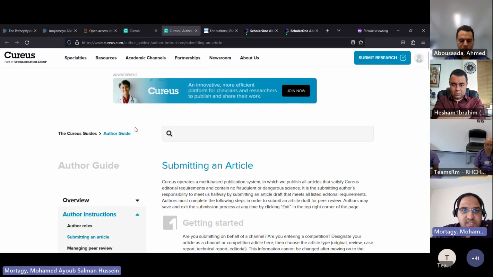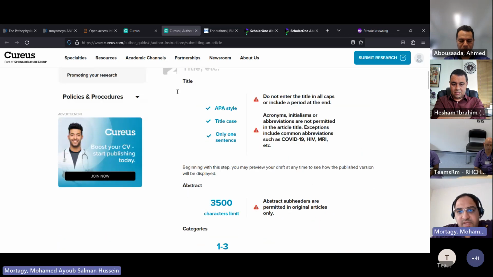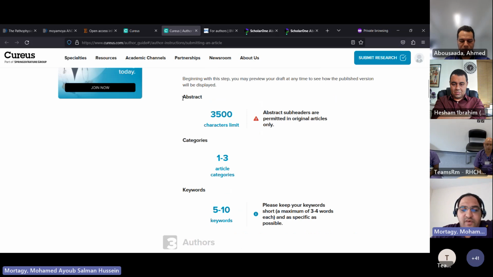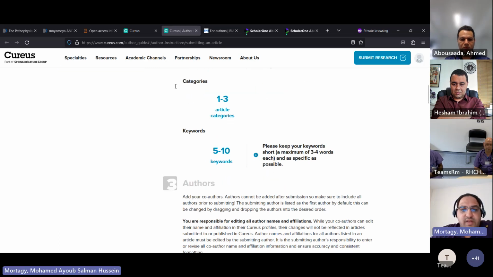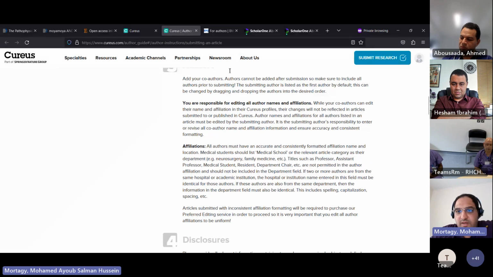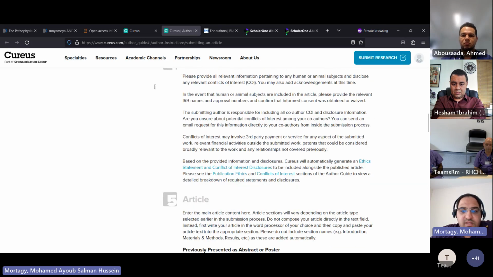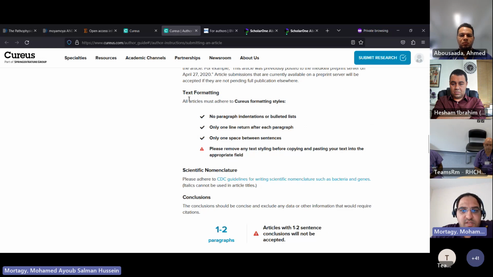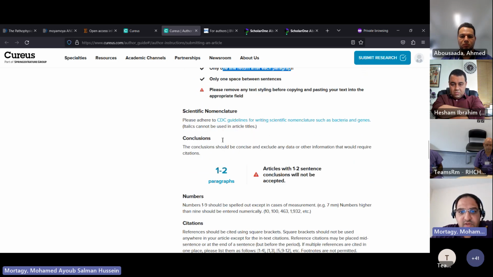If you look here, this is the author's guideline for Curious. It tells you that the title has to be in APA style, only one sentence. The abstract has to be 3,500 characters. Then you have to choose 1 to 3 categories, 5 to 10 keywords. There are some rules about the authors you have to read. They don't accept more than 5. Some disclosures if you have any conflict of interest. And then the text formatting is really important. No bullets, no indentations, one line space after each paragraph. Some other criteria you have to follow.